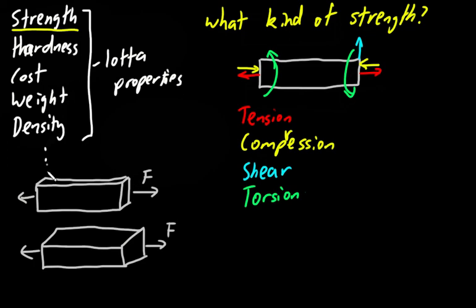You would notice that the one with the smaller cross-sectional area would tend to break first. Imagine this is a needle, for example, and this is a big block of steel. It might be the same material, but you'd notice that the needle will break first compared to the big block of steel, even if you apply the same force.